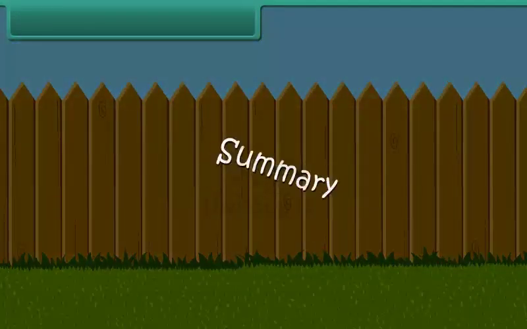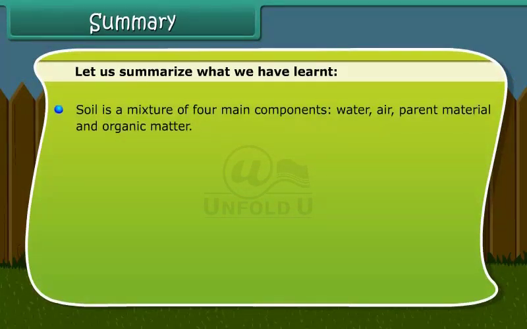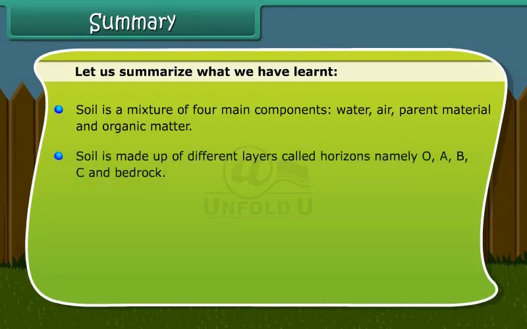Summary. Let us summarize what we have learned. Soil is a mixture of four main components: water, air, parent material, and organic matter. Soil is made up of different layers called horizons, namely O, A, B, C, and bedrock.